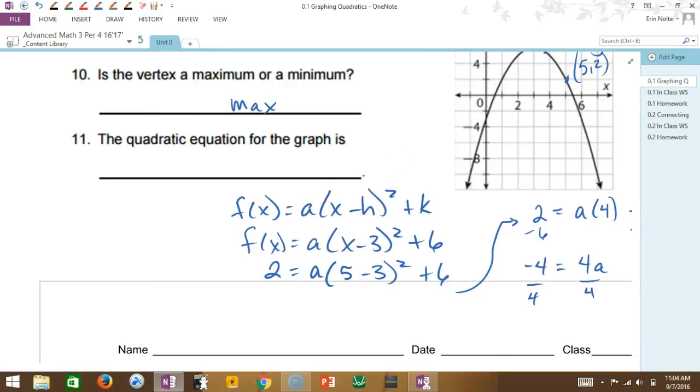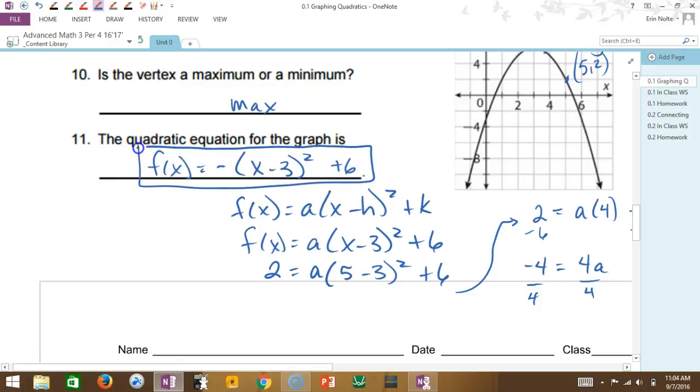So what's my equation? F of x is equal to the a value, negative 1. Should I say negative 1? You don't have to. What's the cooler way to say it? Just negative. Would I mark you wrong if you said negative 1? No, I wouldn't. I'm not that mean. Then x minus 3 squared plus 6. Did everybody follow that? That's definitely the hardest part of this lesson. So if you got that, you are golden.